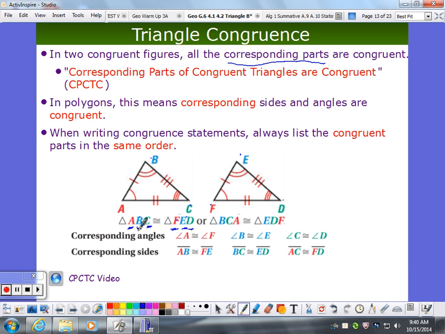Same thing with the sides. AB and FE are the corresponding sides. You can tell by just reading the congruence statement. BC and ED are the matching pieces, and then AC and FD are the matching pieces. So I'm pretty sure we are not going to forget corresponding parts of congruent triangles are congruent, abbreviated to CPCTC. Why he had it backwards, I'm not sure. But CPCTC, we're saying that corresponding parts of congruent triangles are congruent. So that's how we're going to prove triangles are congruent.